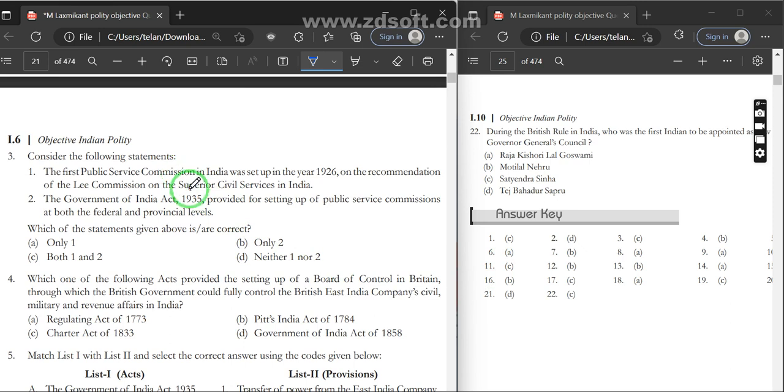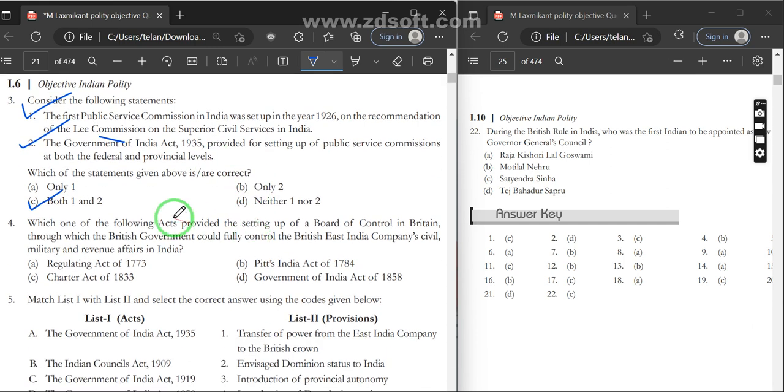Consider the following statements. The first Public Service Commission in India was set up in the year 1926 on the recommendation of the Lee Commission on the Superior Civil Services in India. What is the second option? Government of India Act 1935 provided for setting up of public service commissions at both the federal and provincial levels. Here the answer is both 1 and 2. This is correct and this is correct. First PSC was set up in 1926. That is correct. Lee Commission, correct. And what about 1935 Act? It introduced setting of PSCs at both federal and provincial levels. That is the difference, okay?